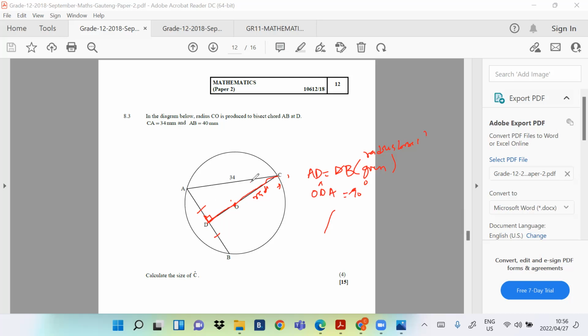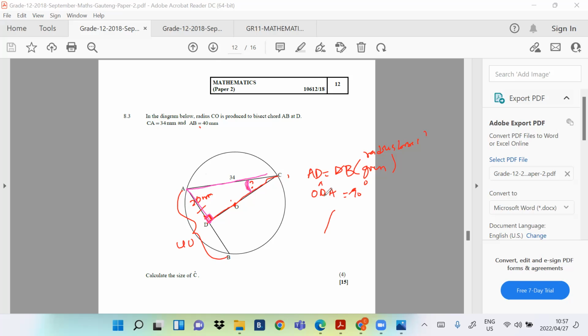If that angle is 90 degrees, that means we can use Pythagoras, right? They want angle C. So if this is a 90, we can use trigonometric functions. We have a 34. They told us AB is 40. If AB is 40, that means AD is 20, right? How are we going to get angle C? We have a 20, we have a 34, we're looking for the angle, and we have a 90 degree. That means you can apply your trig functions.